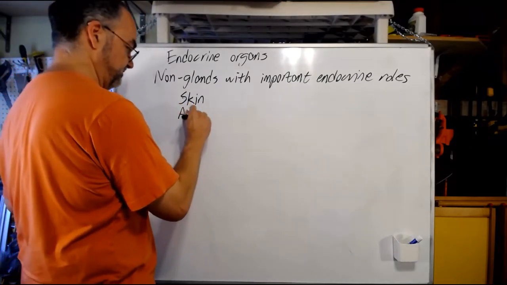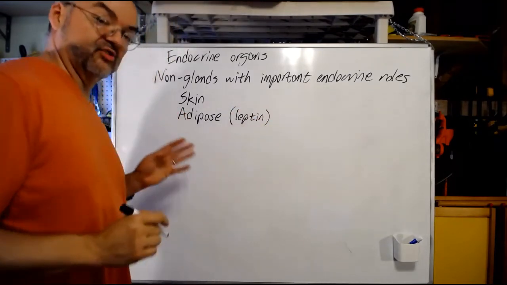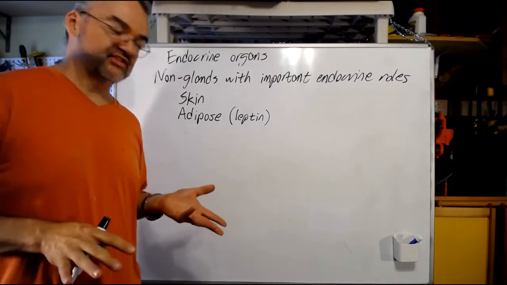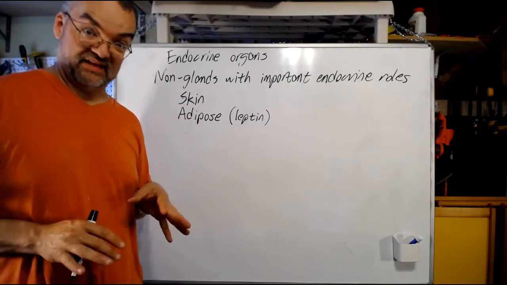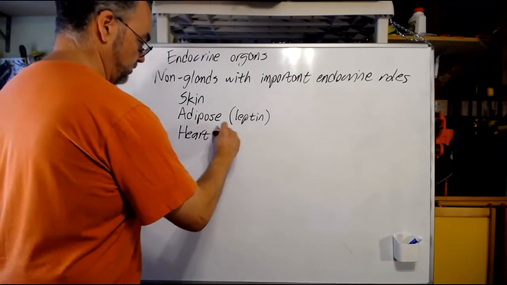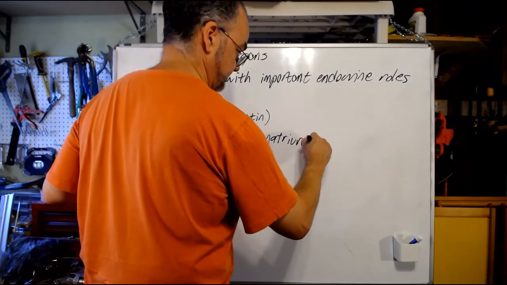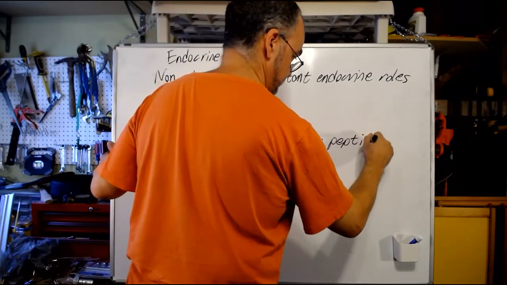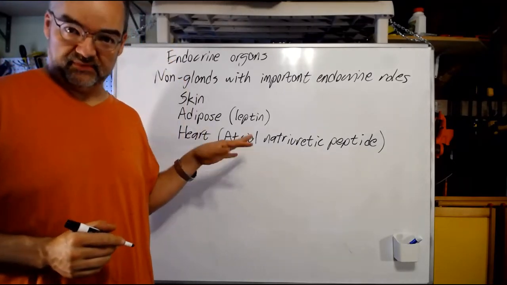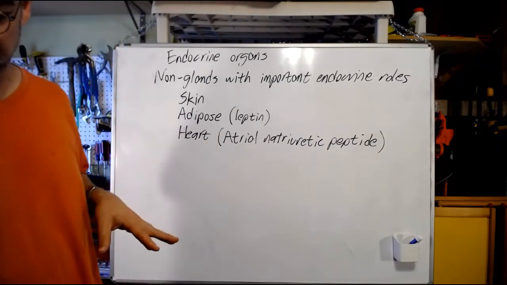Adipose tissue. That's fat tissue. That secretes an important hormone called leptin, which is involved in regulating appetite and the feeling of enoughness. Adipose tissue can also secrete some estrogens. Some other ones in here, the heart, which secretes something called atrial natriuretic peptide, also known as ANP. Atrial natriuretic peptide plays a role in regulating kidney function and is involved in blood pressure regulation through that.